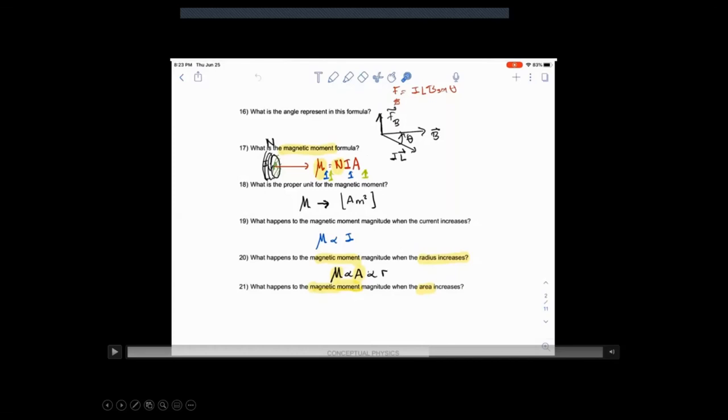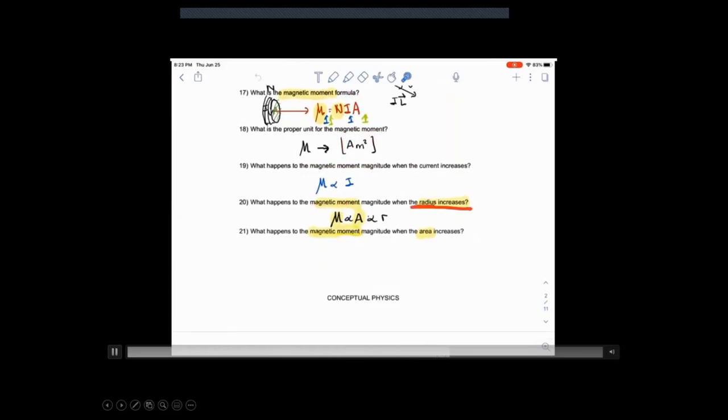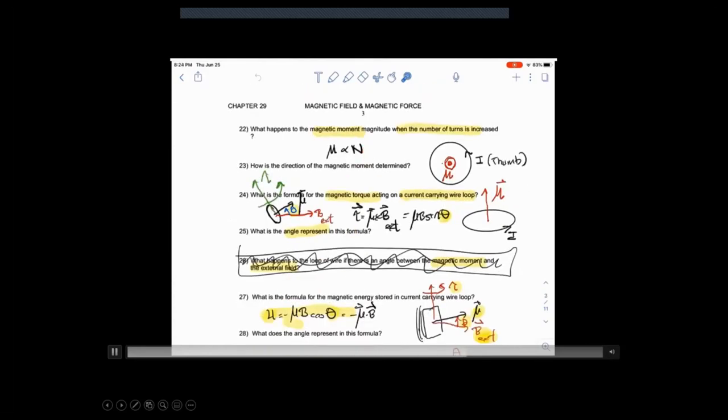Magnetic dipole moment is going to be directly proportional to current. It's going to be directly proportional to the area of the loop, which is going to be directly proportional to the radius, obviously. So if you increase the area, the magnetic dipole moment is going to increase. Increase the number of turns, the dipole moment is going to increase. All right, we didn't really talk about this, but let's just talk about it briefly.